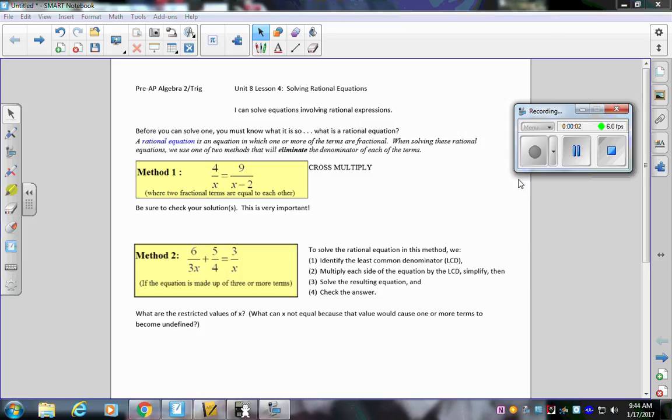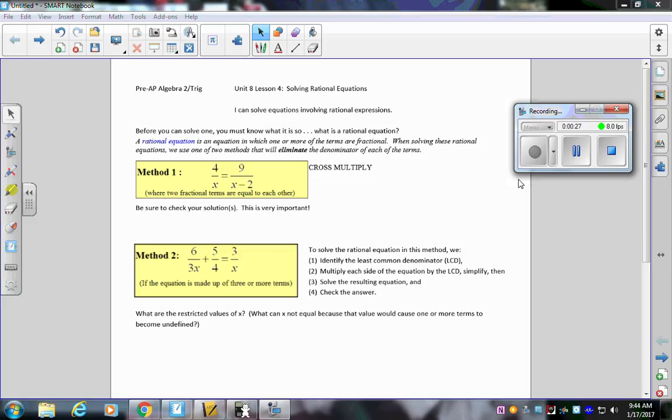This is Unit 8, Lesson 4, and in this lesson we're going to learn how to solve rational equations. So up until this point we've been working solely with expressions by simplifying and reducing them. Now we're making an equation, so we're going to have an equal sign and we're actually going to be solving, finding out what value x could be. So if you plug that back in, which value of x would make your equation true.